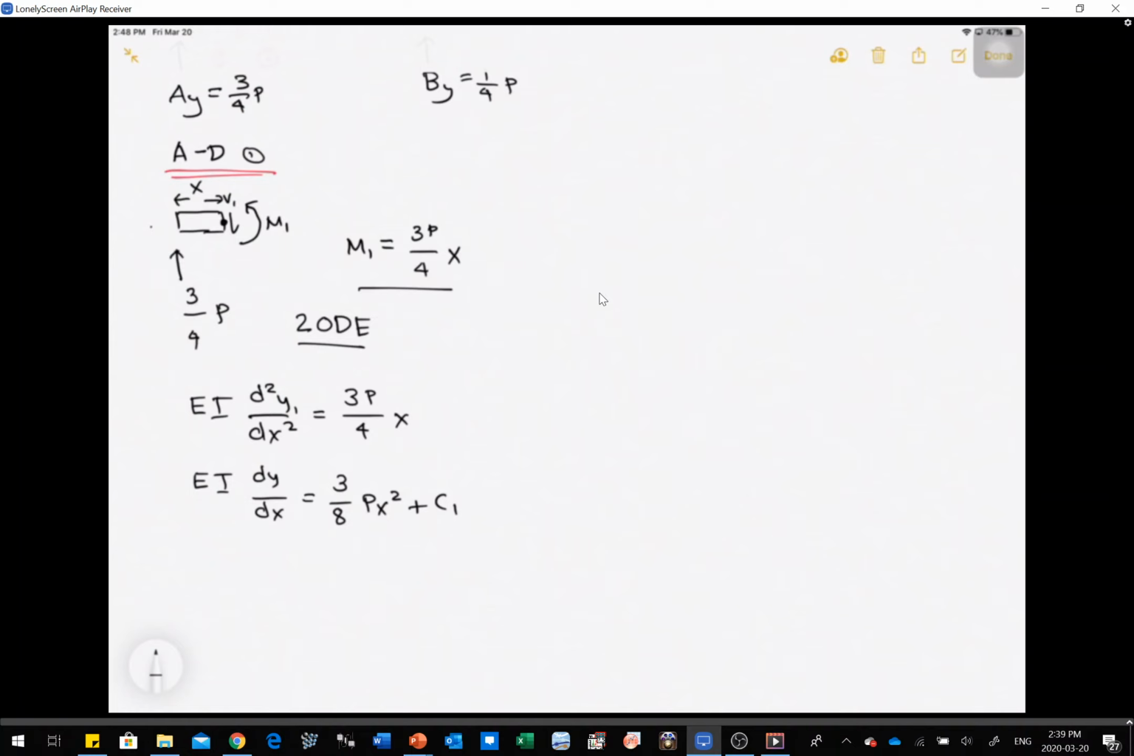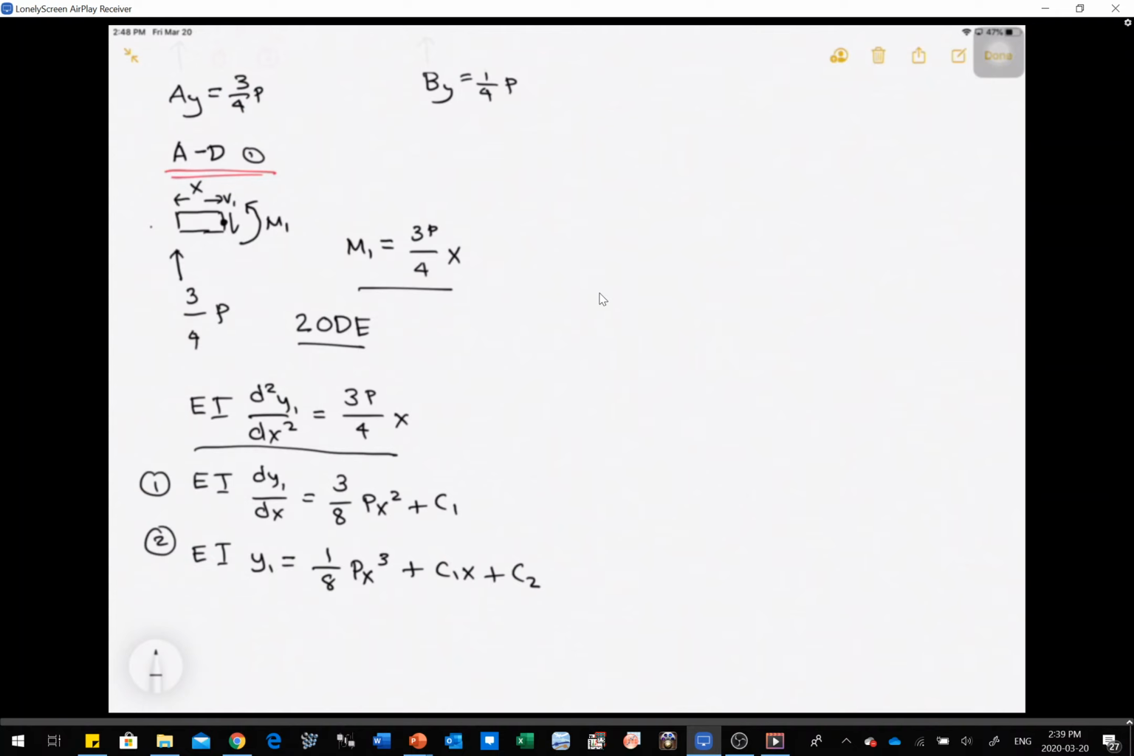After integrating this equation, we can integrate it further, so we're going to get EI y. Again, that should be y1, sorry, that's y1. So now we have y, the deflection of your beam, equal to 1/8 P x raised to 3 plus C1 x plus C2. Now we have two equations here, let's call them 1 and 2.